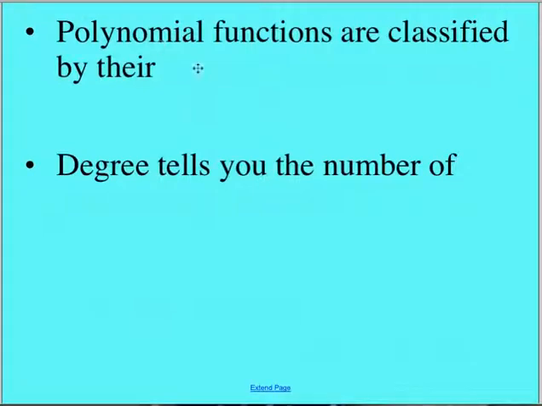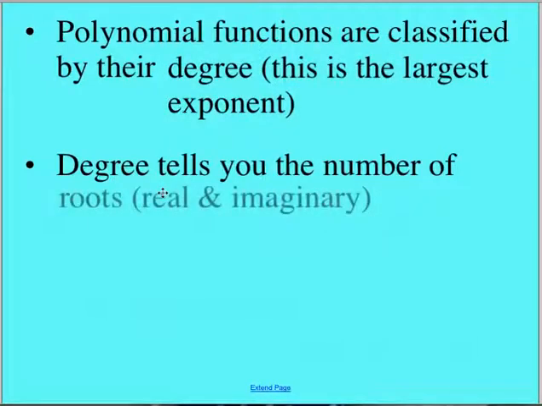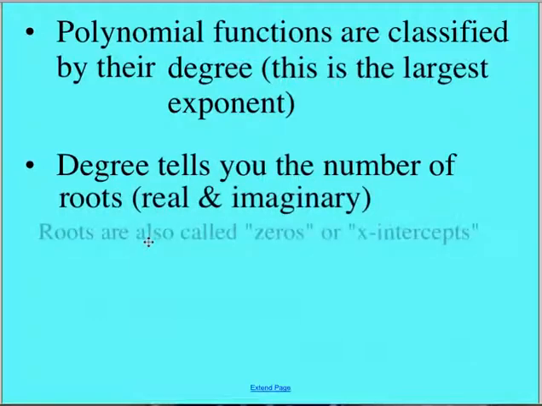Polynomial functions are classified by their degree, and this is always the largest exponent. The degree tells you the number of roots a polynomial has, both real and imaginary. Roots are also called zeros or x-intercepts. The only thing is, when it comes to the imaginary roots, don't call them x-intercepts, always call them imaginary roots. So we'll probably be using the word root from now on instead of x-intercepts.